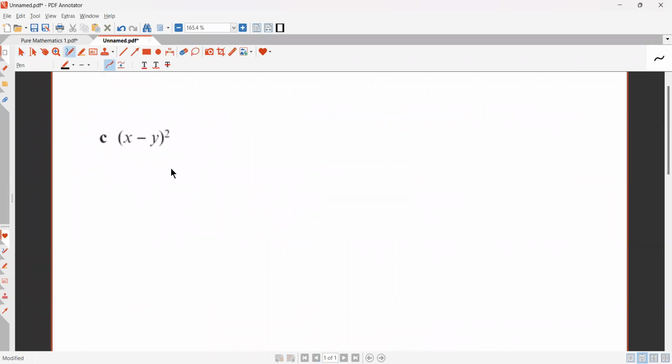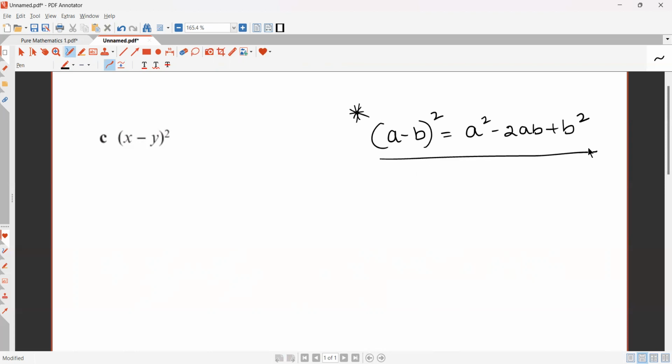(x − y) whole square. Now there are two ways you can do this sum. Everyone here is aware of this formula: (a − b) whole square can be written in the form of a square minus 2ab plus b square. Do you know this from your O level? Those who don't know, star it and write it down. Okay, I'm going to follow this formula. This is for method 1.